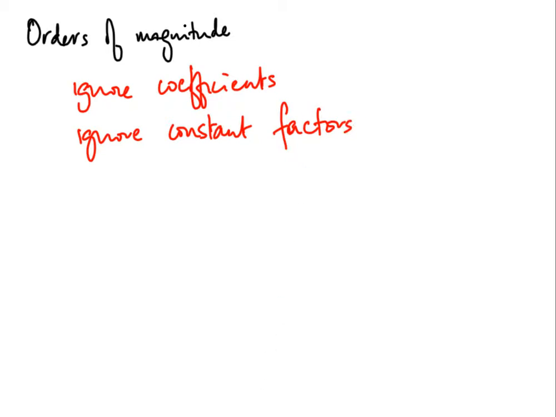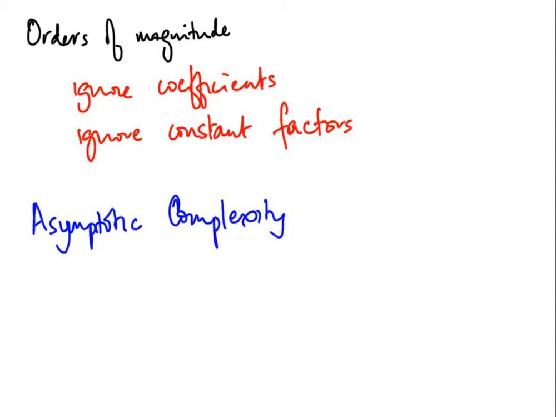So overall, this has a name, and this is called asymptotic complexity. This is the behavior in the limit, the behavior as n tends to infinity. This is what we're really interested in.